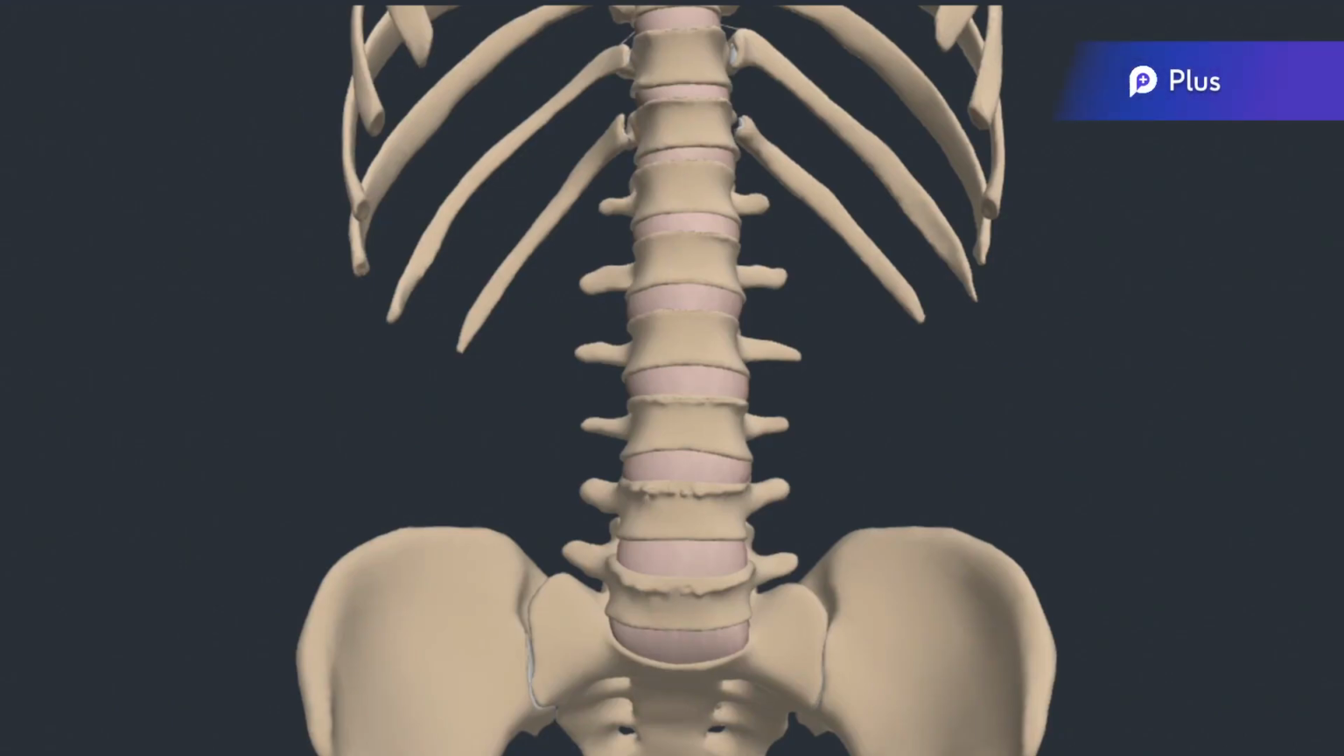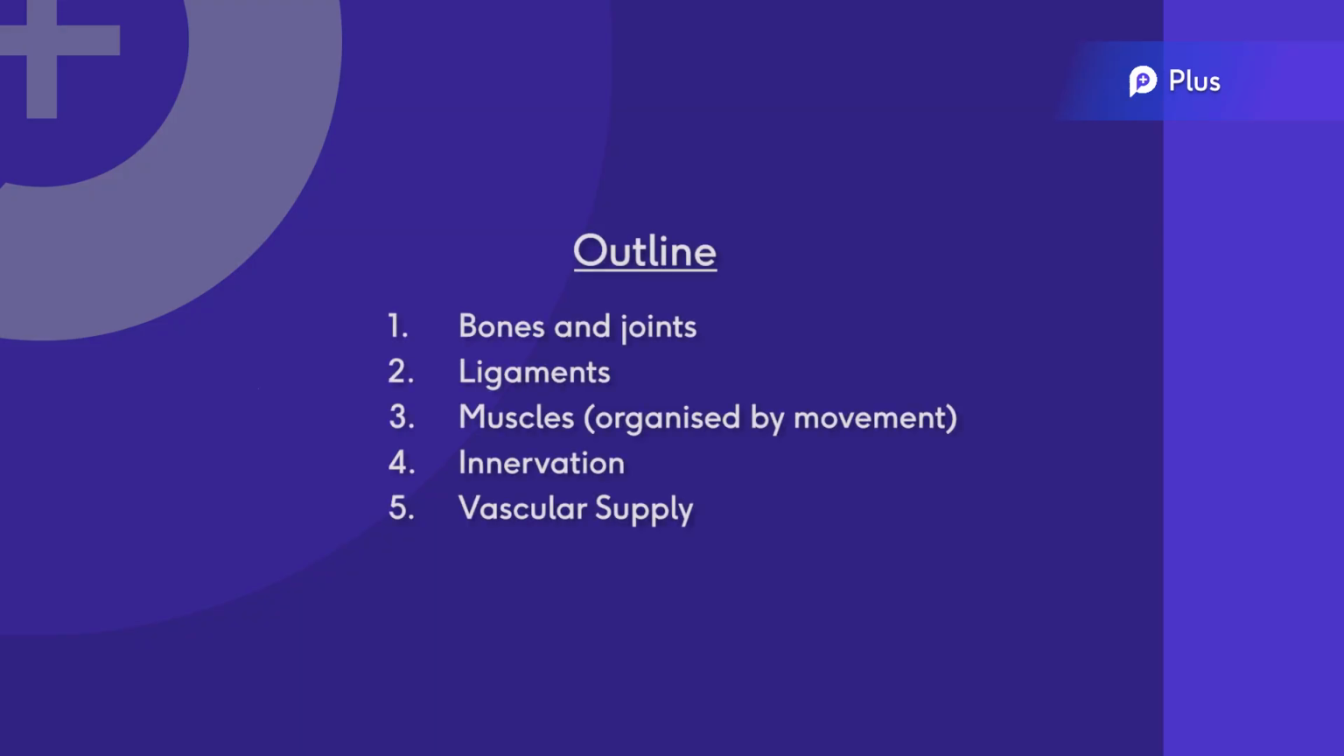In this video, we will discuss how the anatomy of the lumbar spine and abdominal wall relates to their function and their clinical significance. We will start with the bones and ligaments, then move on to the muscles, which will be discussed in order from deep to superficial and organized by movement.